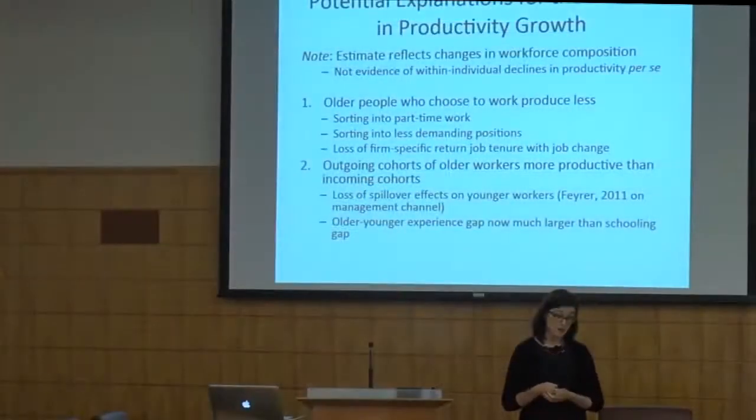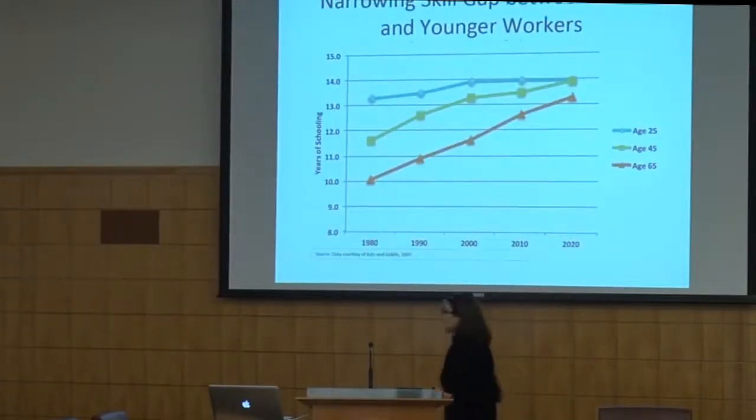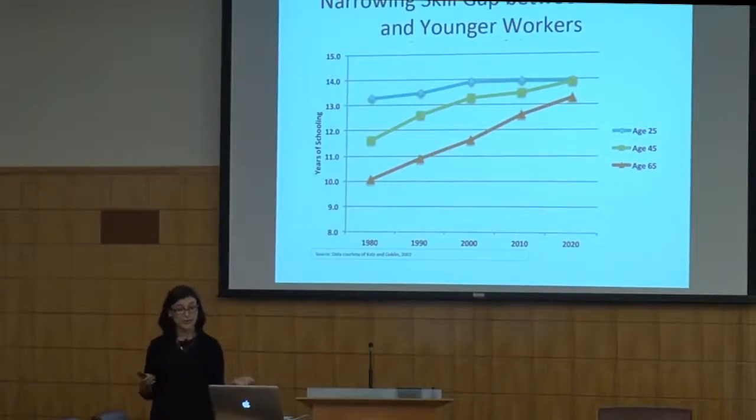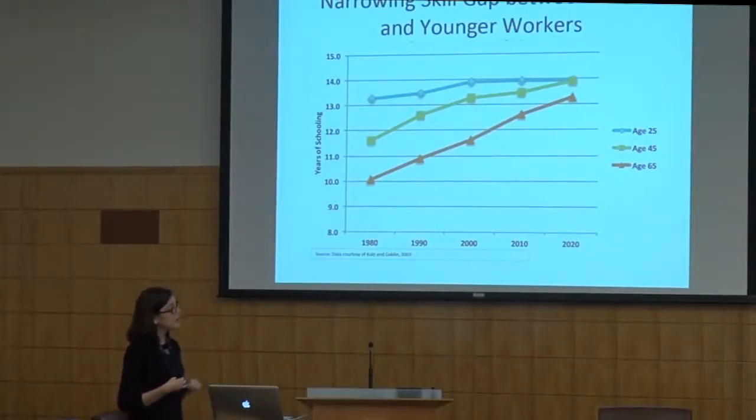And another related point, and I think this gets at Gary's work, is that the experience gap between older and younger workers is now relatively much, much larger than the schooling gap. It used to be that the incoming younger cohort had substantially more human capital, more years of schooling, than the outgoing older cohorts. Over the last three decades, that has narrowed tremendously, and this gives you a snapshot of what those trends have looked like during our sample period, and then taking it out to 2020, just so you can see where it's expected to go.